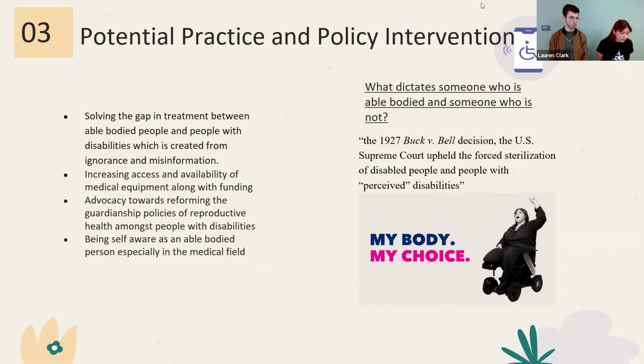Currently, there are actually still 31 states that support forced sterilization. So one way that we can combat this issue is by creating advocacy towards reforming the guardianship policies of reproductive health amongst people with disabilities. We firmly believe that if somebody is capable of bearing a child and they have all the resources and the support, they should be able to decide that themselves.